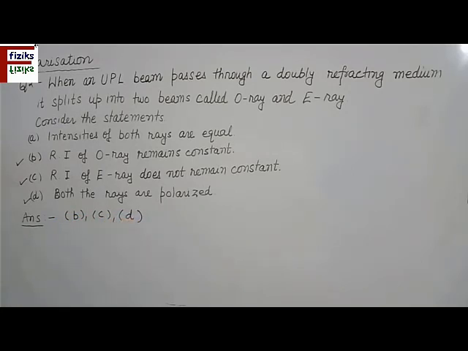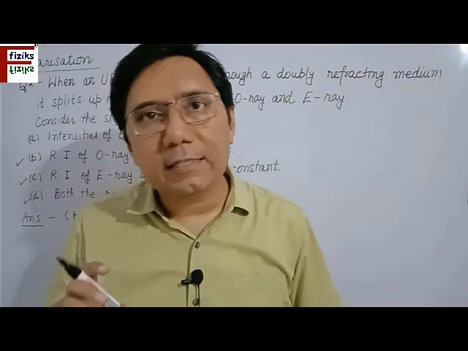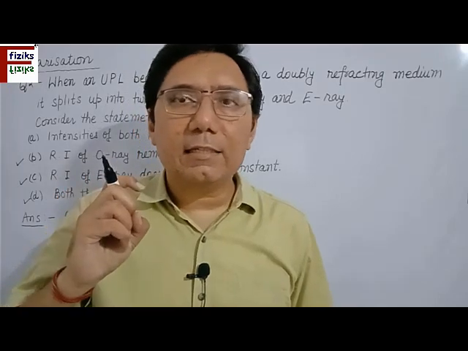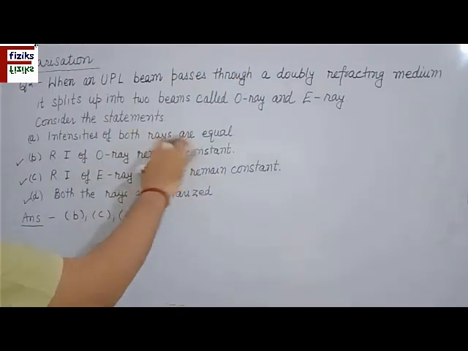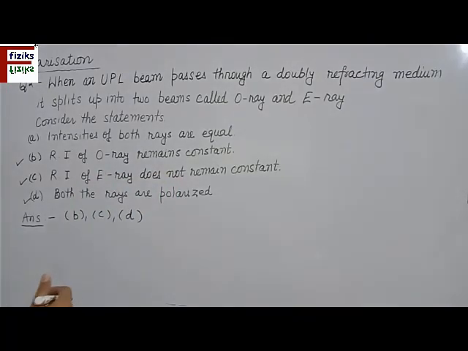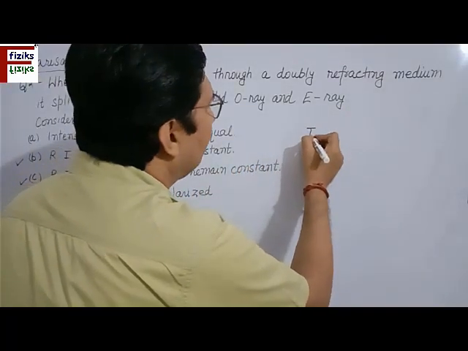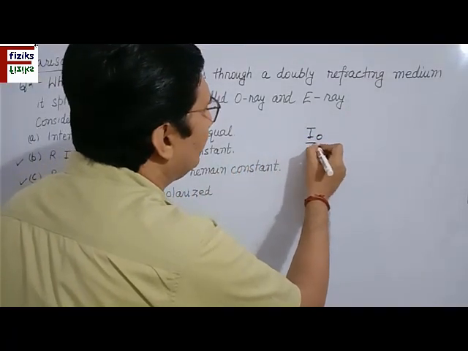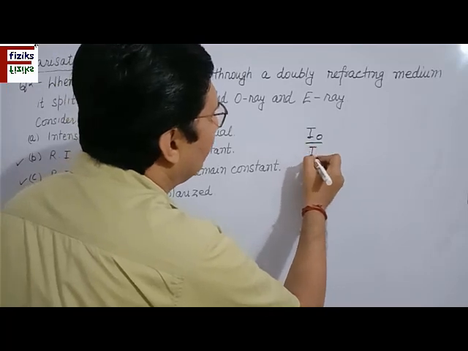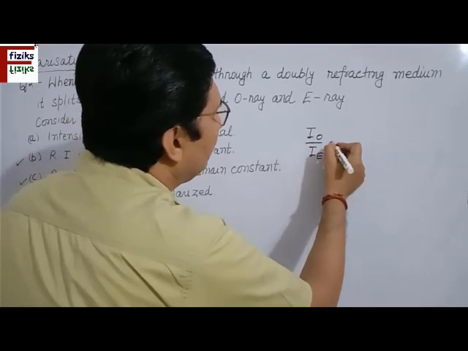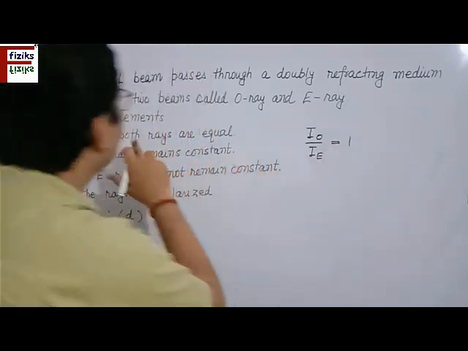But why are they correct? So one by one I will take these options. In the first option he is saying that intensities of both rays are equal. Intensities of both rays, it means intensity of O ray and E ray are equal. So what is the meaning of this? Meaning of this is IO, intensity of ordinary light divided by intensity of E, extraordinary light, is 1. He is saying like this.